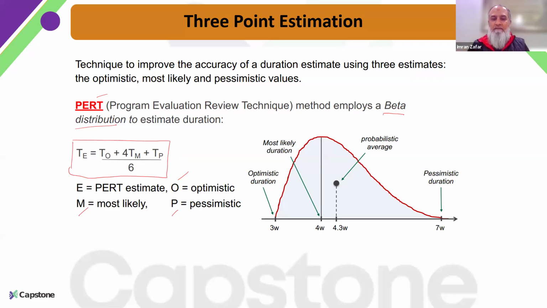So as in this example, let's say we have an optimistic duration of 3 weeks, a pessimistic duration of 7 weeks, and a most likely duration of 4 weeks. When we put all these into this formula, based on these three data points, the probabilistic average will be 4.3 weeks for this particular activity, and then we can incorporate it accordingly in our schedule.